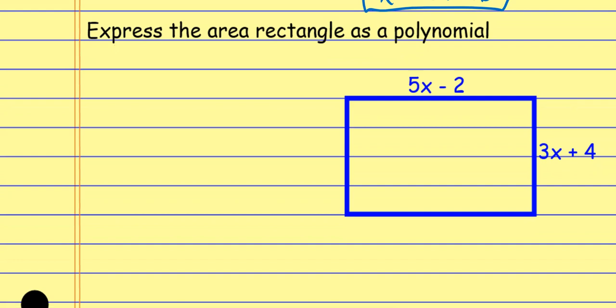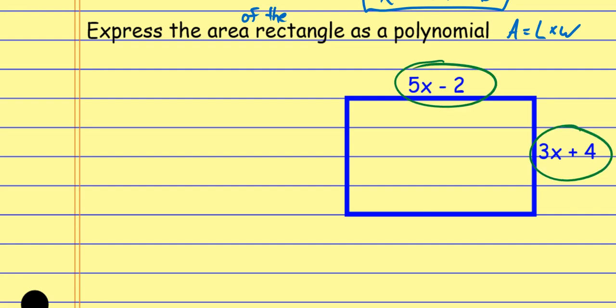Something like this guy: express the area of the rectangle as a polynomial. And so the area of a rectangle is just length times width. That's the formula for the area of a rectangle. So the area equals length times width. And for this one, the length and width are given as binomials. It says, hey, the length right here is a 5x minus 2, and the width is a 3x plus 4. So if I want to express the area as a polynomial, I'll just say, hey, the area is length, which is 5x minus 2, times the width, which is 3x plus 4.